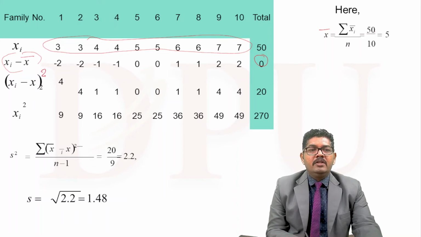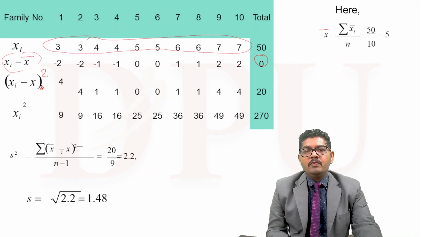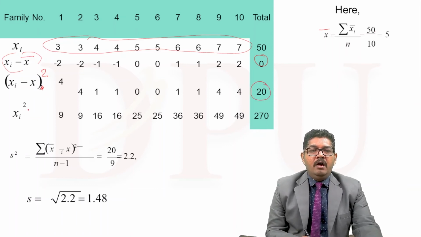Then we calculate squared deviation. So minus 2 square is 4, minus 2 square is 4, minus 1 square is 1, minus 1 square is 1, 0 square is 0, 0 square is 0, 1, 1, 1, 1, 2 square is 4, 2 square is 4. Addition of all these squared deviations is equal to 20.